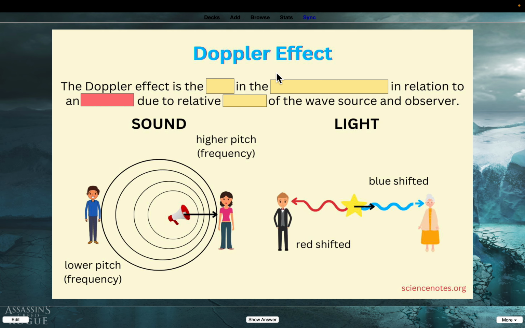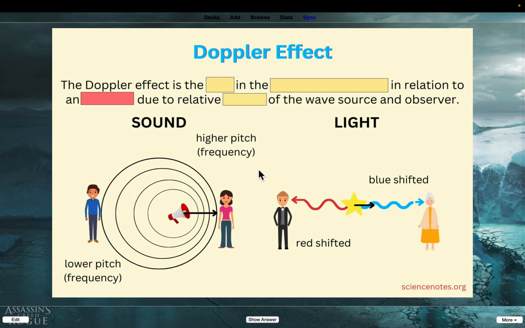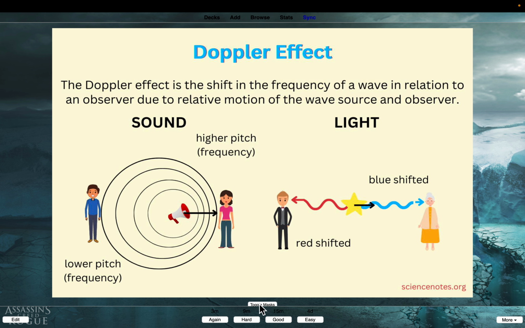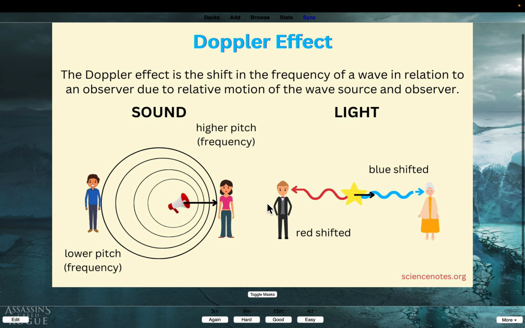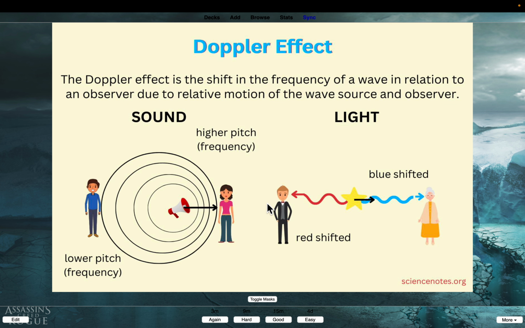Okay. Next, Doppler effect is the blank in the blank in relation to an observer due to relative motion of the wave source and observer. I think one example of the Doppler effect is as police cars pass by. Imagine you're walking along a sidewalk and suddenly a police car or an ambulance, regardless of the vehicle, as long as there is a siren.